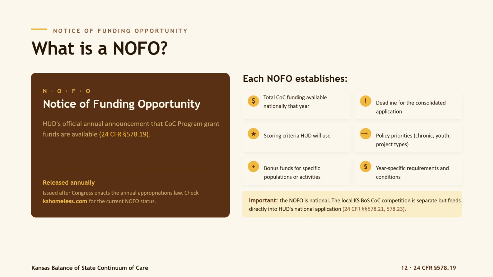The Notice of Funding Opportunity is released after Congress passes the annual appropriations bill. Visit kshomeless.com for the current status. One important distinction: the Notice of Funding Opportunity is a national announcement from the Department of Housing and Urban Development. The local competition within the BoS CoC is a separate process, but it feeds directly into the national competition. The Department of Housing and Urban Development scores all applications nationally, awards funds, and executes grant agreements with recipients directly.